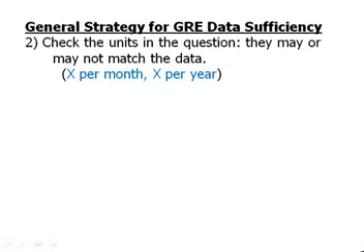Also, check the units in the question. They may or may not match the data, and the GRE loved this sort of switch. For example, giving you dollars per month on the graph, and then dollars per year or dollars per week or something like that in the question. So beware of ways that they might be switching up the units between the graph and the question.